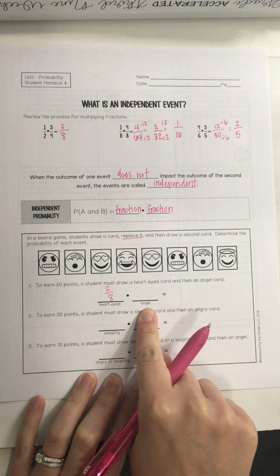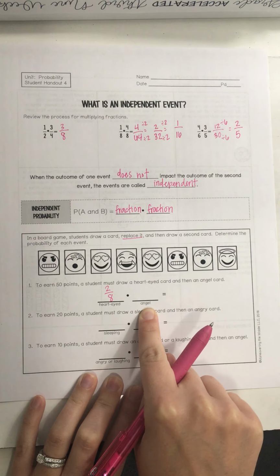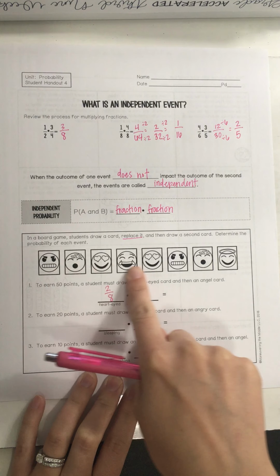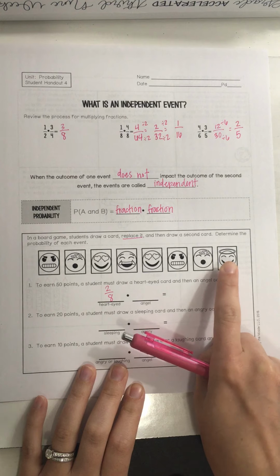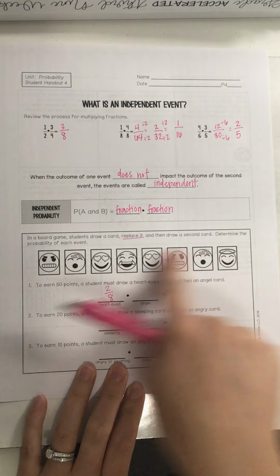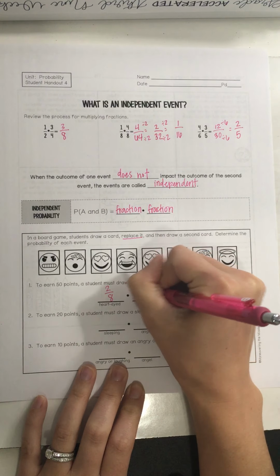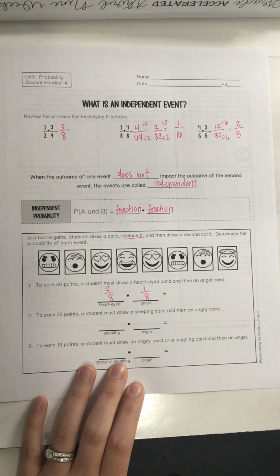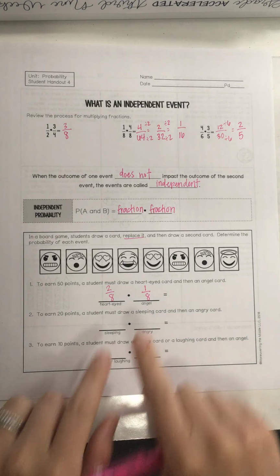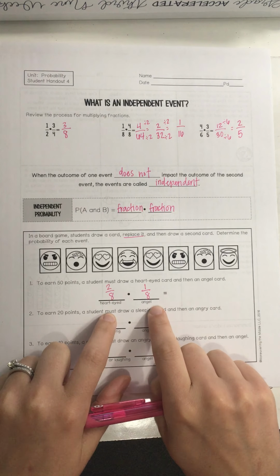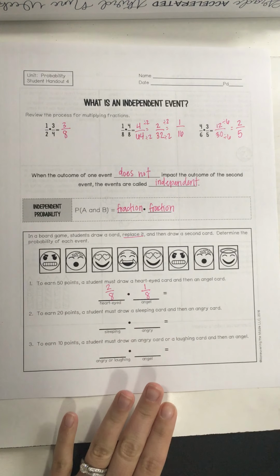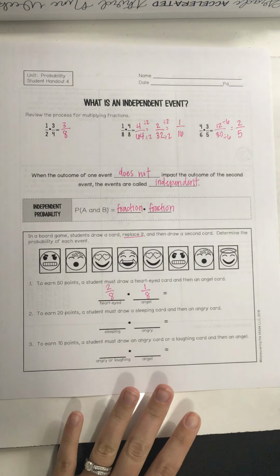Okay? Then let's look at what is the probability of drawing an angel card. So look for, okay, here's an angel card. There's only 1. 1 out of 8 total is going to be our probability of drawing an angel card. So once you have your 2 probabilities, then we're going to go ahead and multiply them together. Okay, so this is where we do top times top, bottom times bottom, and reduce.